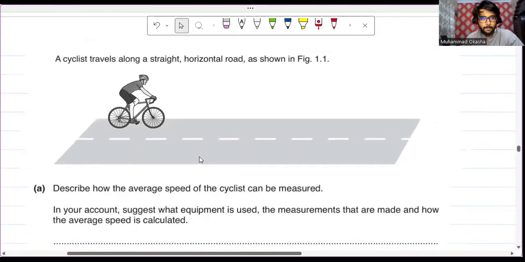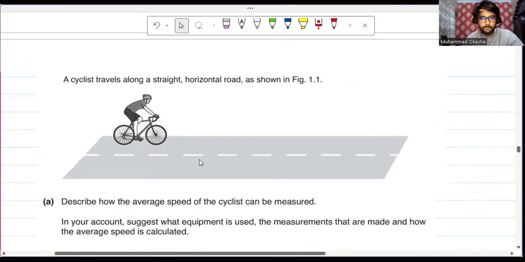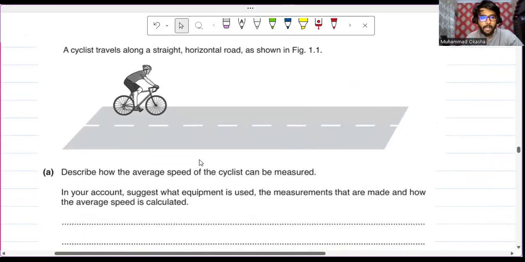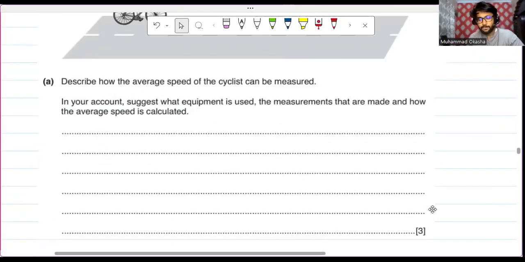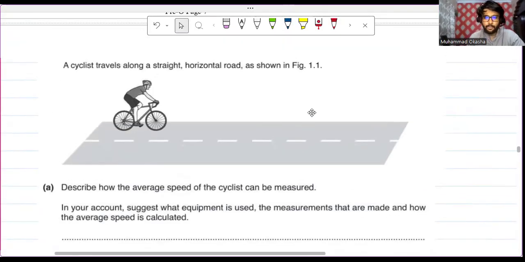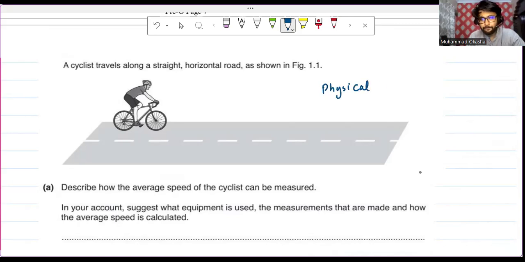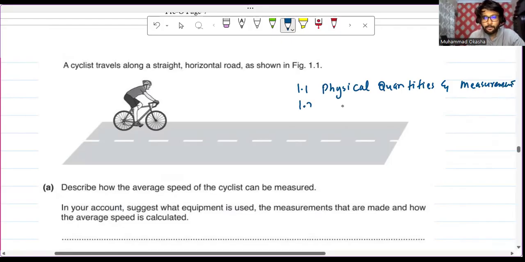Let's do this one. A cyclist travels along a straight horizontal road as shown in figure 1.1. How can the average speed of the cyclist be measured? This is a very, very important question. This includes topic 1, which is physical quantities and measurement, right? We just saw topic 1.1, physical quantities and measurement. It includes the concept from topic 1.2, which is motion. Let's do it very, very carefully.